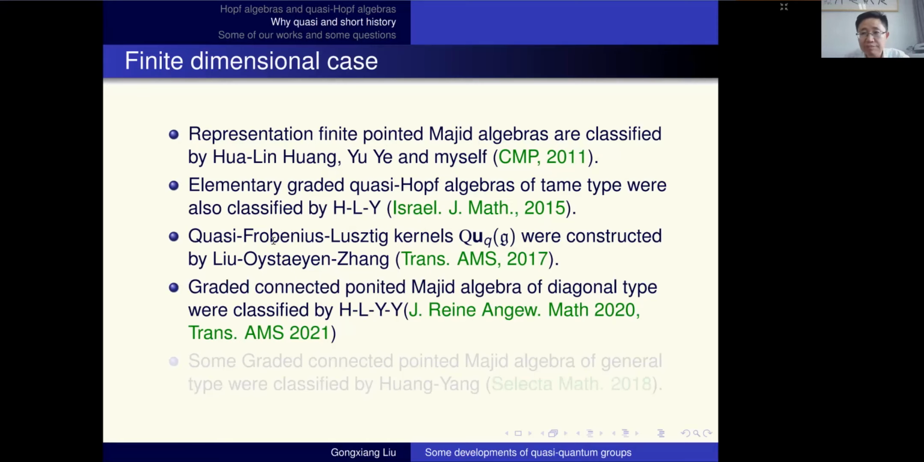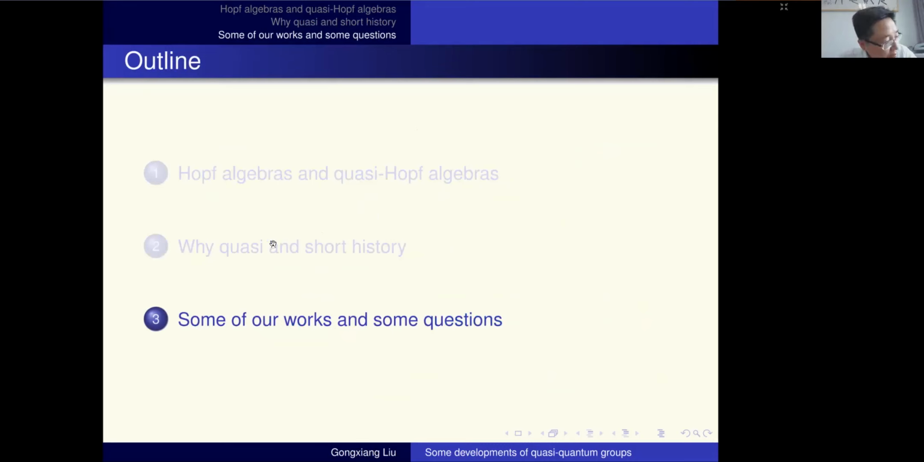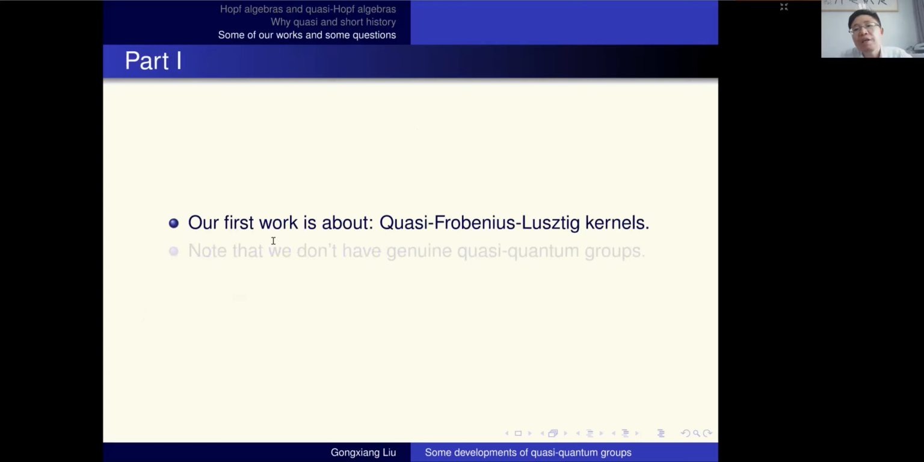Okay. And for non-diagonal type, people have also made some development. You can see this paper for diagonal type, but the method is similar to the above. So next, we want to introduce our 2 works in this direction. The first work is the construction of quasi-Frobenius kernels.